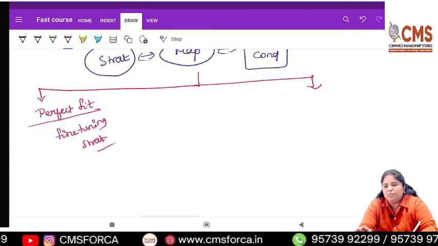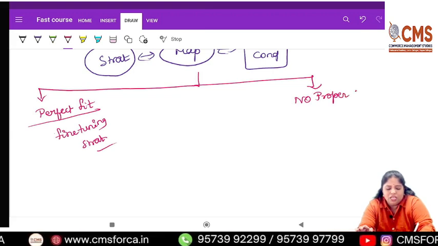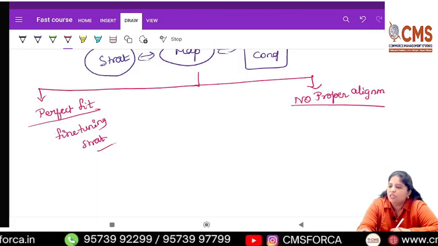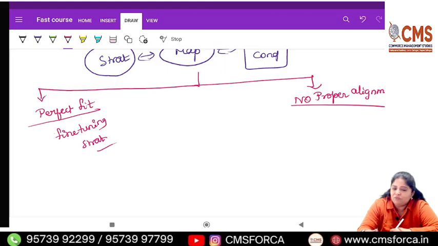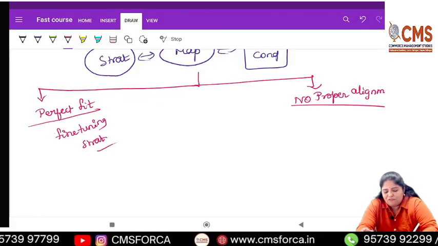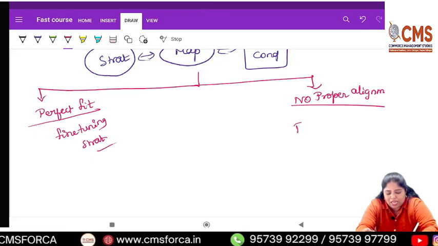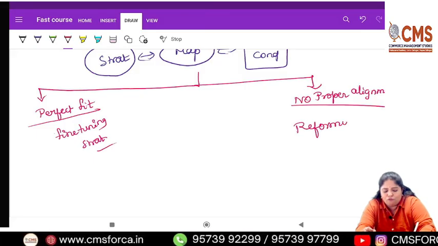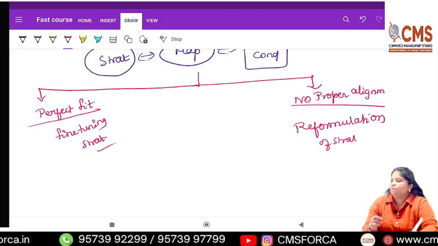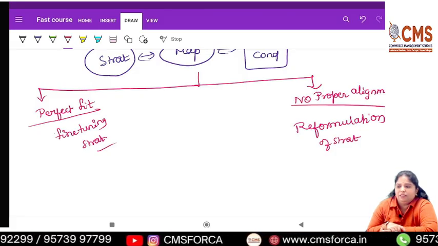The other possible scenario is no proper alignment. Your strategy doesn't align with industry conditions. When strategy doesn't align with industry conditions, definitely a lot of corrections and adjustments are required in your strategy, and sometimes we may even go for complete reformulation of strategies. That would be necessary.